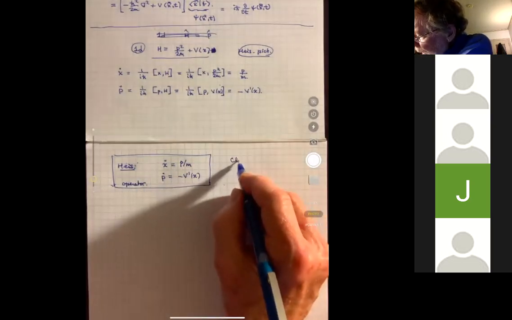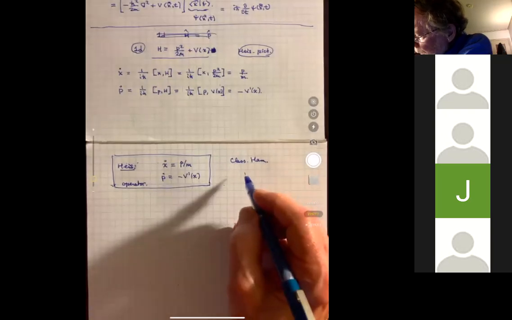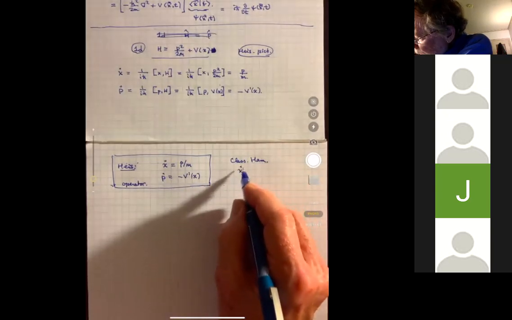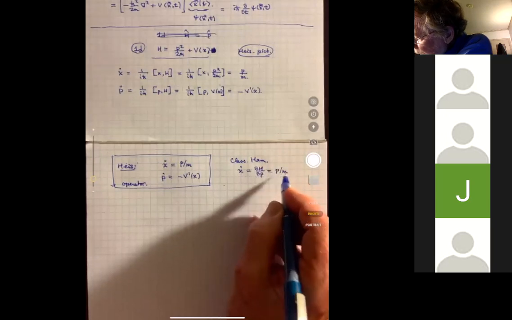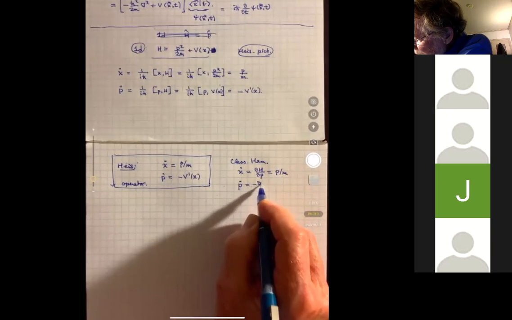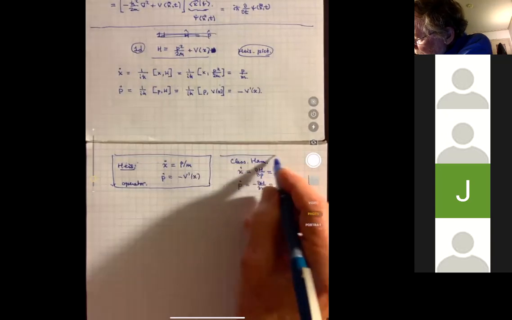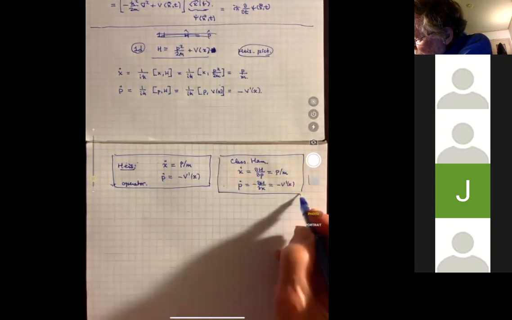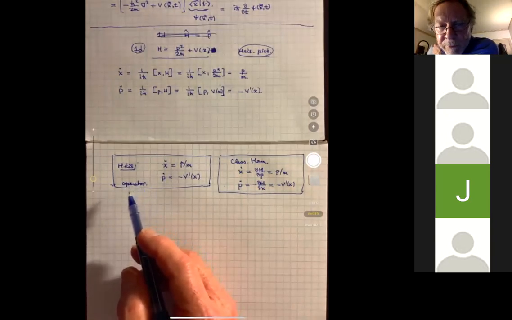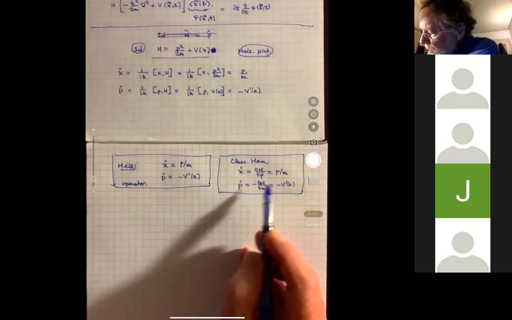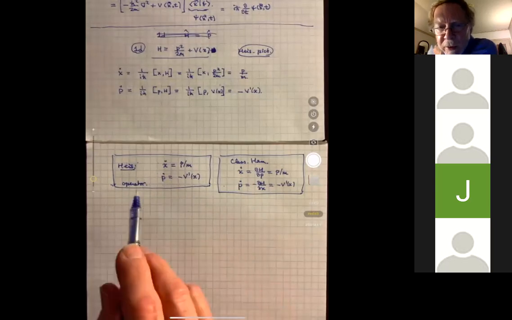Now on the other hand, if we take the classical Hamilton's equations, we'll associate these with the names of famous people. In the classical Hamilton's equations, x dot is dH/dp, which is equal to p over m. And p dot is equal to minus dH/dx, and that's equal to minus V prime of x. So we obtain classical Hamilton's equations of motion, and lo and behold, they're the same form as the Heisenberg equations, exactly the same form. The difference is that in the classical equations, these are c-numbers, and in the Heisenberg equations, they're operators. But it's striking the similarity between them.